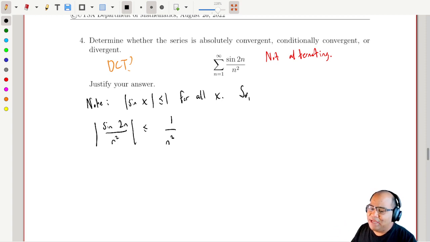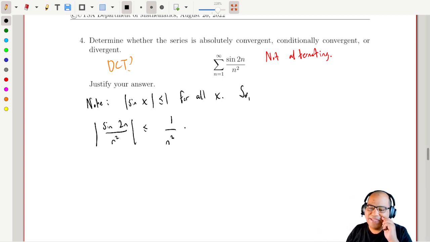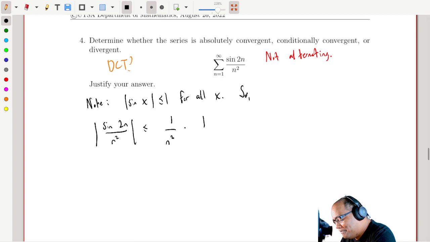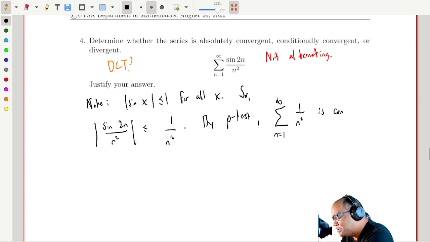Well, the absolute value of a positive number is still a positive number, and n squared is positive. So I can just keep that there, but I can replace the numerator by 1 in the absolute value. Okay? Now, think about this. By the p-series test, this sum here, the sum of all the squares of reciprocals, 1 over n squared, is convergent as p is bigger than 1.